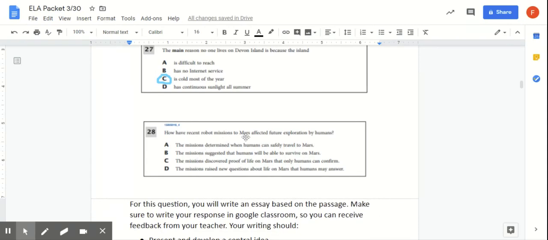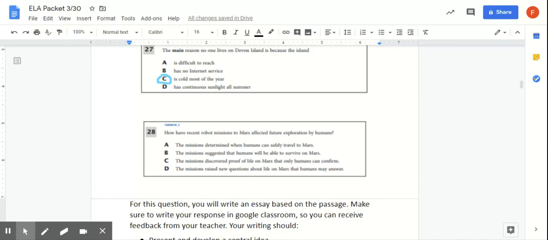Last but not least, how have recent robot missions to Mars affected future exploration by humans? A. The missions determined when humans can safely travel to Mars. B. The missions suggested that humans will be able to survive on Mars. C. The missions discovered proof of life on Mars that only humans can confirm. D. The missions raised new questions about life on Mars that humans may answer.